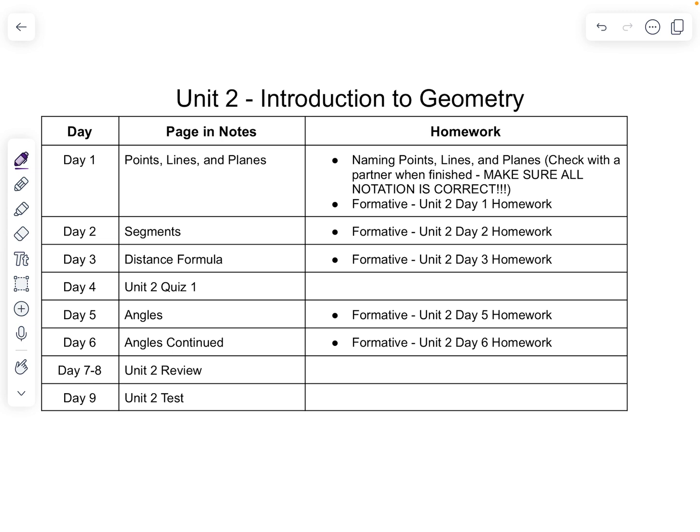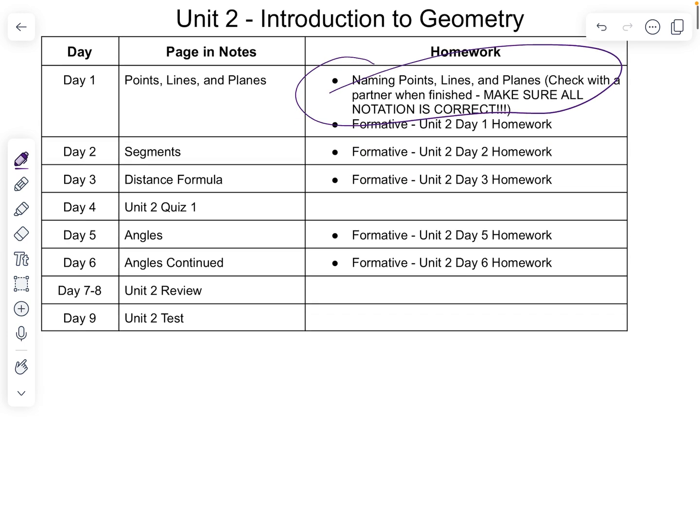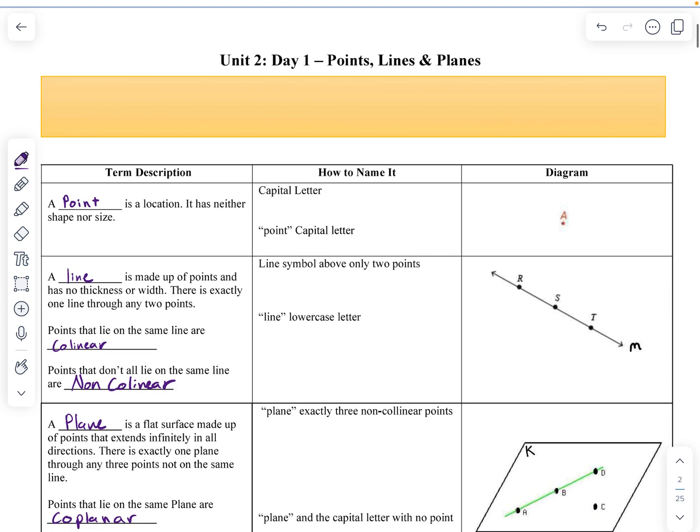So we're going to go through a pretty new concept for everybody: points, lines, and planes. At the end of the lesson you'll have a little bit of an assignment on Formative, which you'll be able to see on Canvas. So like I said, we're going to go through Day 1, points, lines, and planes. I've got a few things filled out, because we're going to go rather quickly through some of the first stuff.